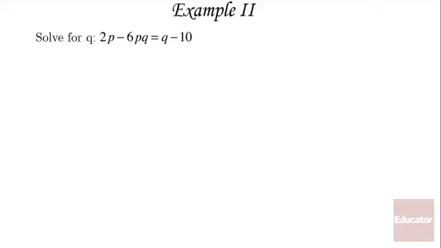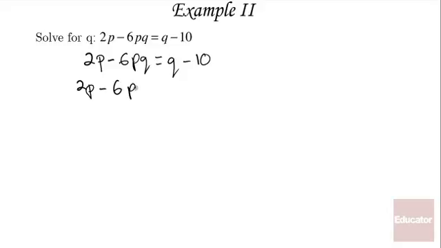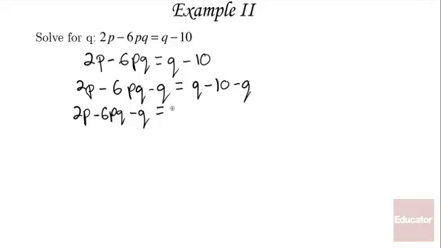In this example, we're being asked to solve for q. 2p minus 6pq equals q minus 10. Since I'm solving for q, I want to get terms containing q on the left. And I see that I have a q over here on the right, so subtract both sides by q in order to move that q to the left. So I have 2p minus 6pq minus q equals -10.